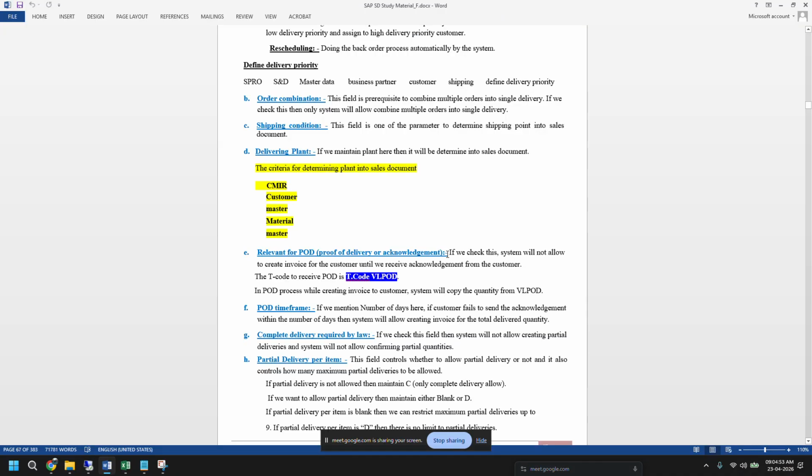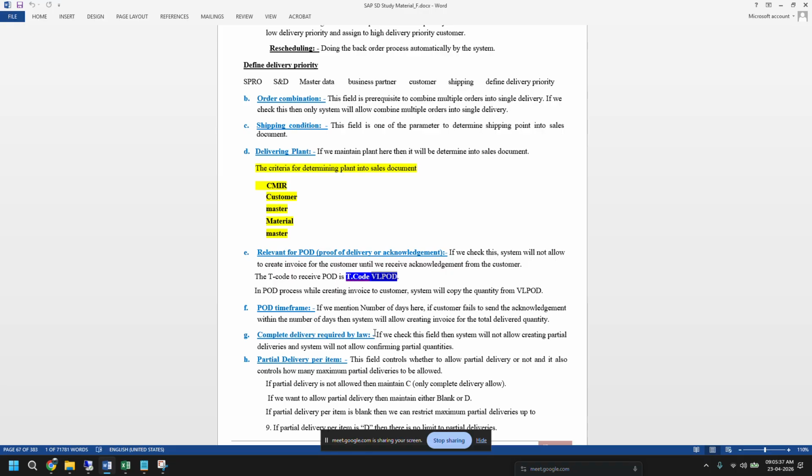Also, this is a T code basically. When you put this checkbox, what will happen? You create the order, you create the outbound delivery, you do the PGI. Now, how will you receive the confirmation from the customer that he has received the goods? Maybe he'll call you over phone, or give you some mail, some other communication. But how will SAP understand? So you need to perform one transaction, VLPOD, just like we do PGI. It's a small one-step process. Then you confirm that the goods have been received by the customer, and then you can create the invoice.